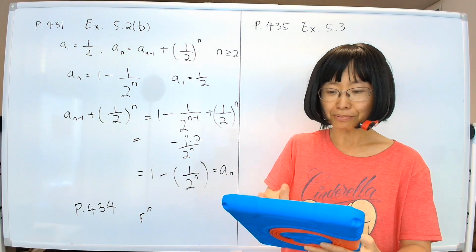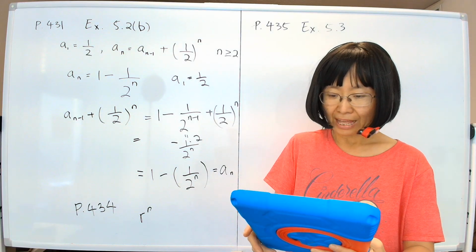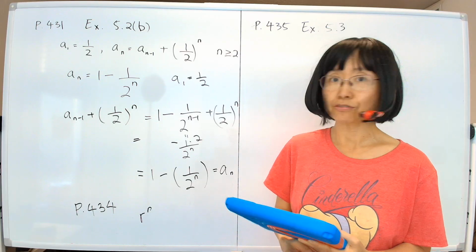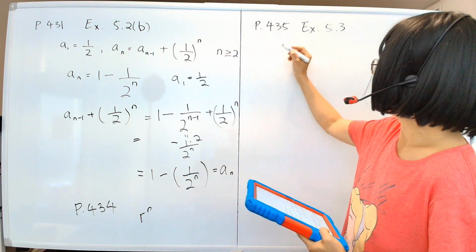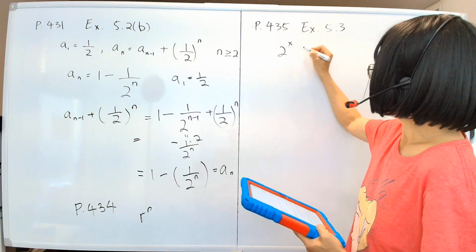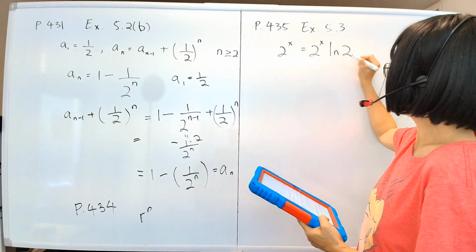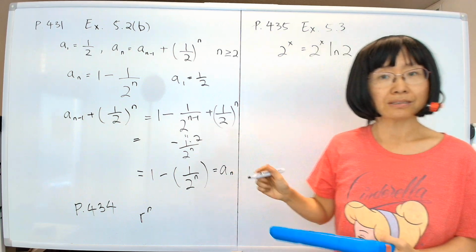Please review L'Hopital's rule if it's rusty. You also have to take the derivative of 2 to the power x. The derivative of 2 to the power x is equal to 2 to the power x times the natural log of 2. That's a rule in Appendix B.